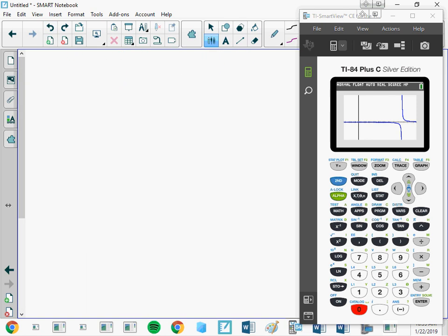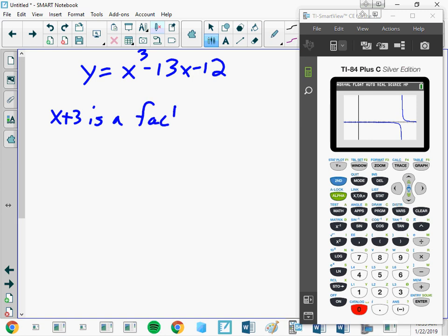All right. And I know that x plus 3 is a factor. What does it mean that x plus 3 is a factor? It goes into it evenly when you divide it. It also means that negative 3 is a root. But I want to know the other factors.